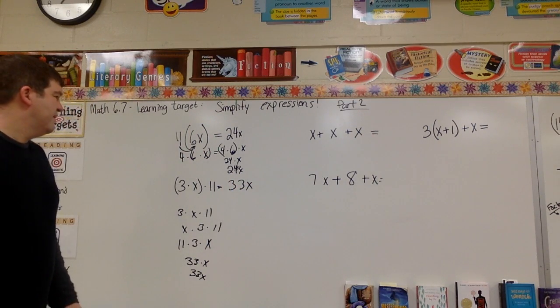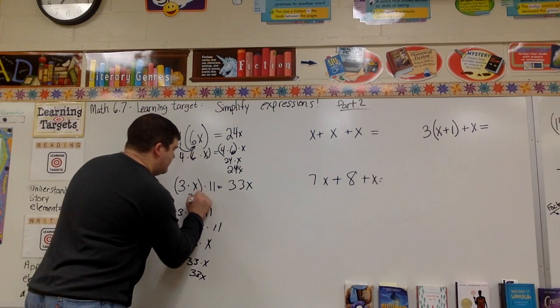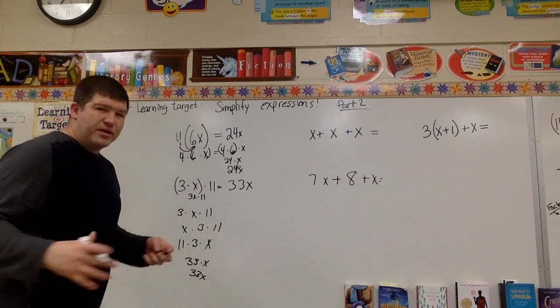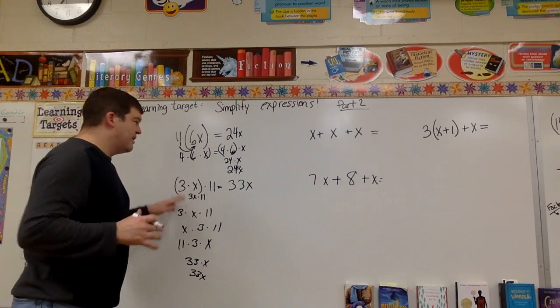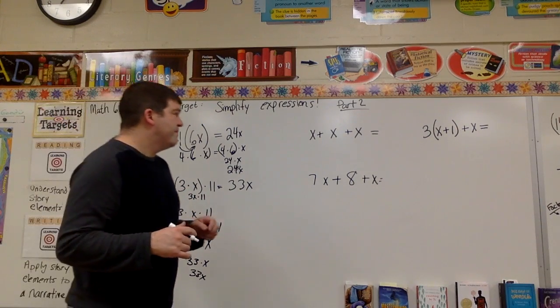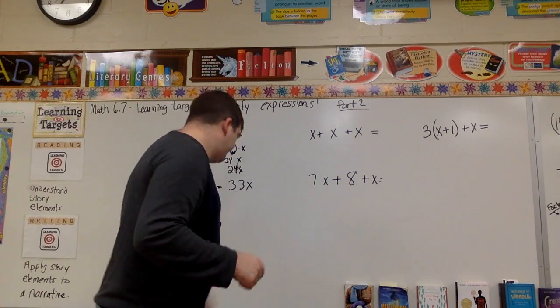Okay? I could even put this together, 33x times 11. Because it's multiplication, it's one term. And so you put it together. There's no addition or subtraction that separates it. Okay? Now, let's go over here.